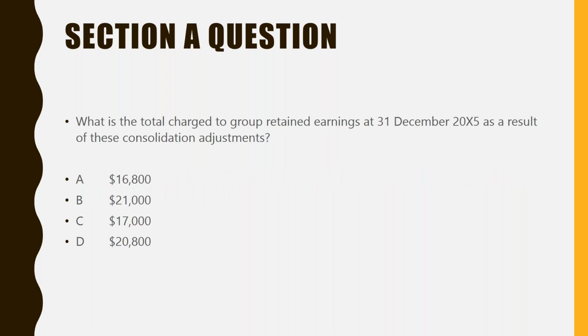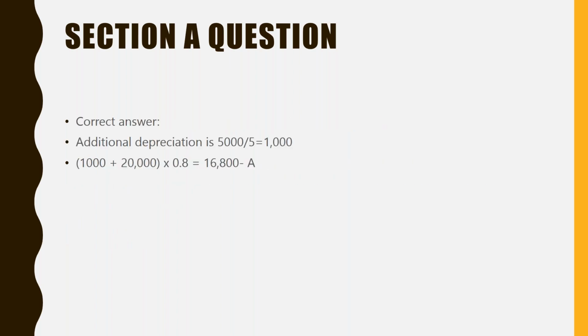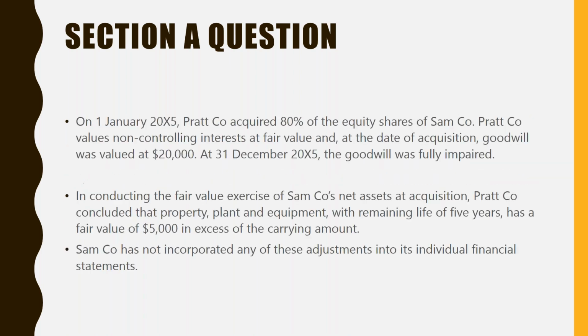When you work it out, you get an answer, but you have to do a further working to get to the correct answer. So it could have either been 21,000 or 16,800, but it really was 16,800 because they asked for the total charge to the group. So that's an example of where you have to work out precisely what it is and read what the question is asking.